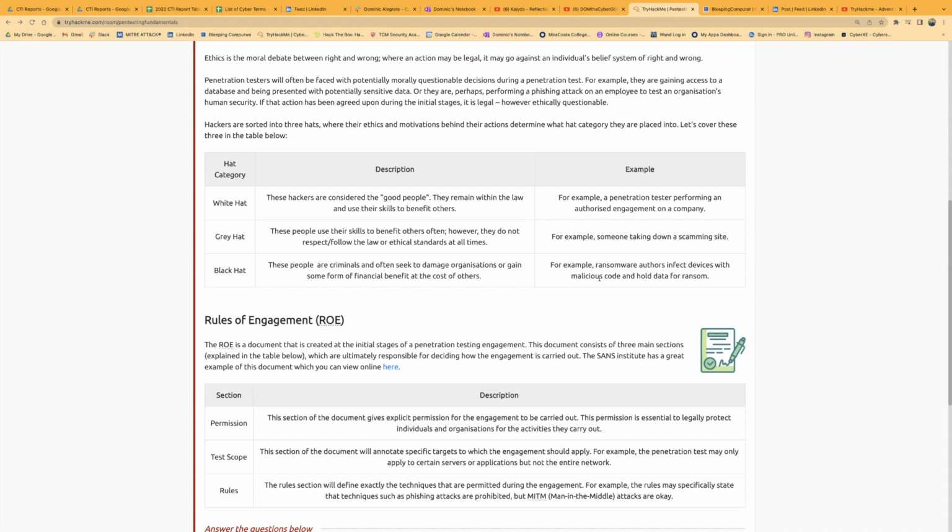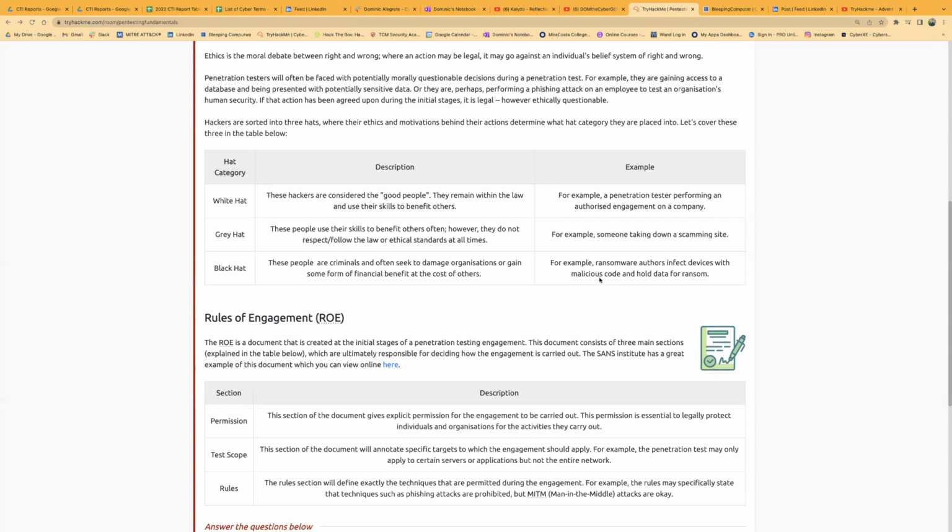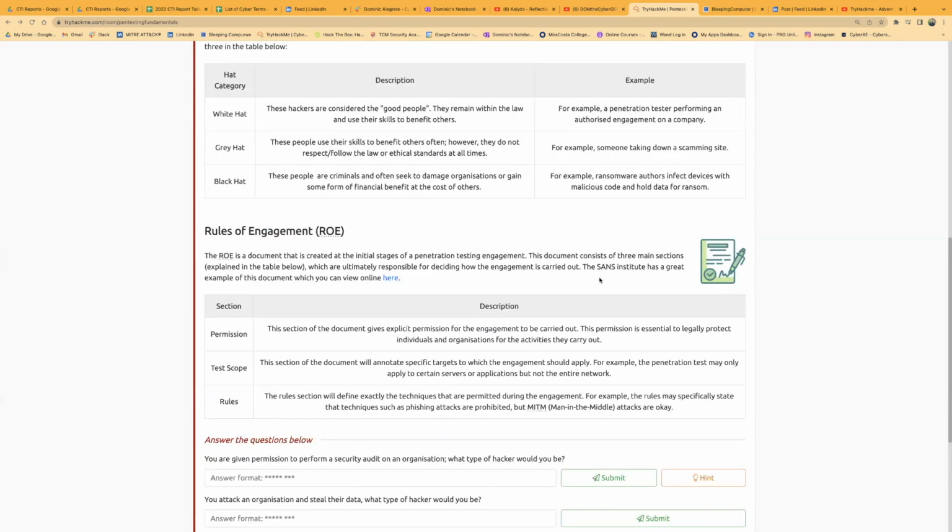But they will hack without signing any paperwork or any legal engagements, if you want to put it that way. So they'll hack into somebody's system without the system owner allowing them to do that. And these people, for example, you could say they want to take down scamming sites and things like that. And then the next one is going to be the black hat.